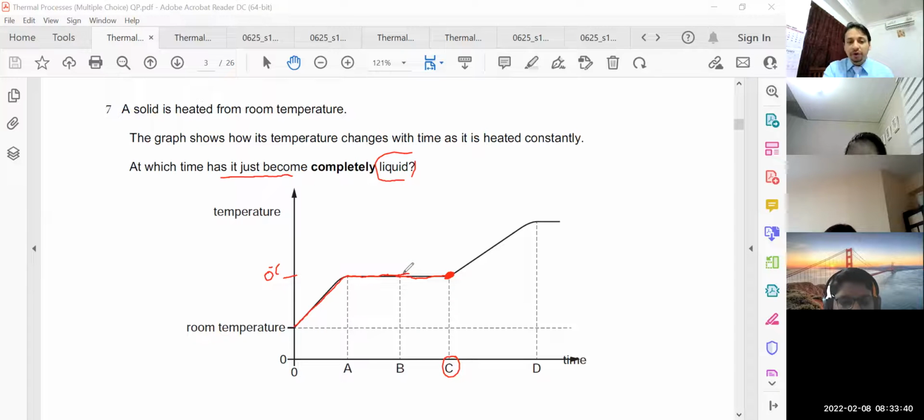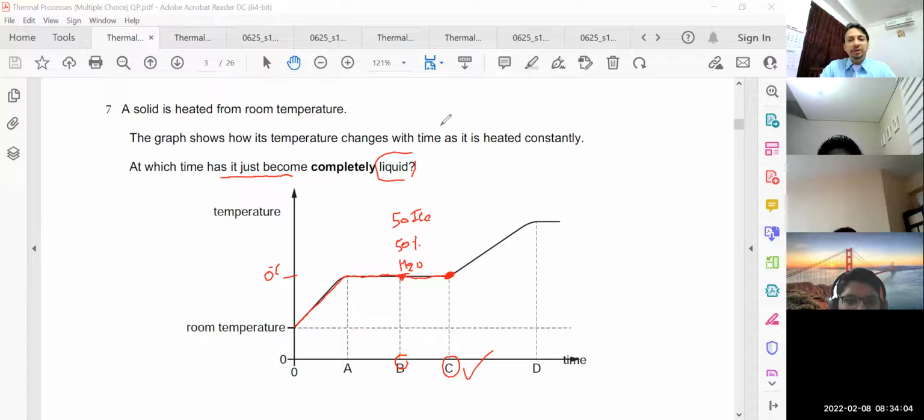If I take the middle point on this line, children, at point B, I can say that 50% of water is there and 50% ice is there. Means you can say 50% ice is converted or turned into a liquid. So for question number 7, children, the right answer is at point C.